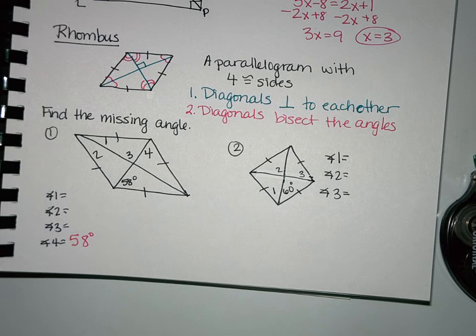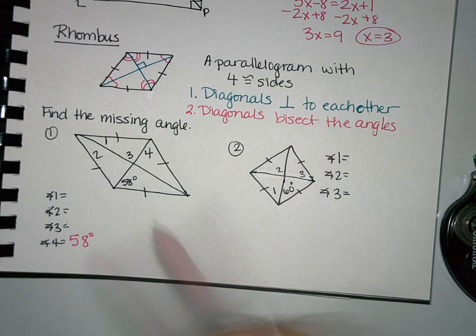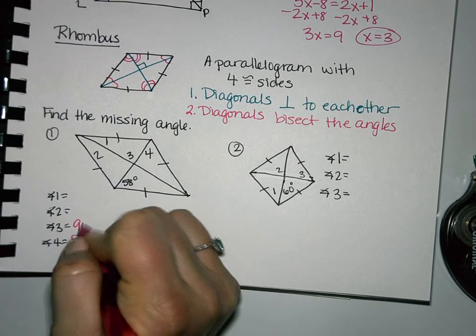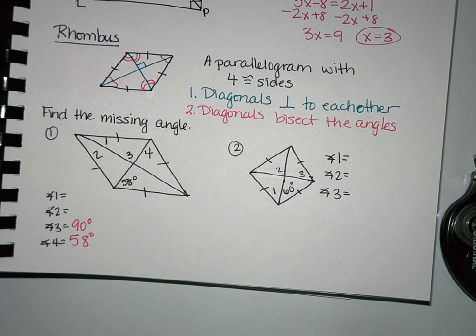Anyone else? Katie? Angle 3 is 90 degrees because the diagonals are perpendicular. Okay, so because the diagonals of a rhombus are perpendicular, we know that angle 3 has to be 90 degrees. Okay, so what about angles 1 and 2? Anyone have a thought maybe as to how we could do that? William?